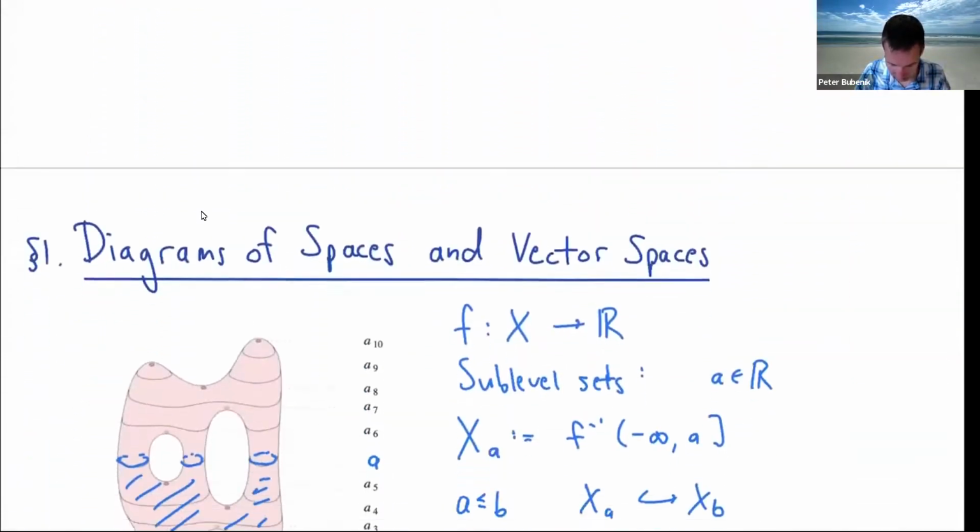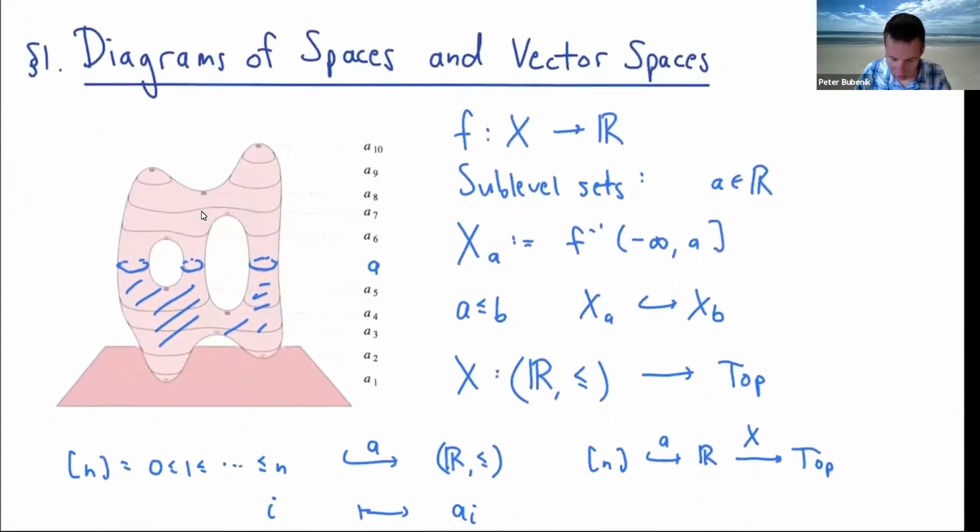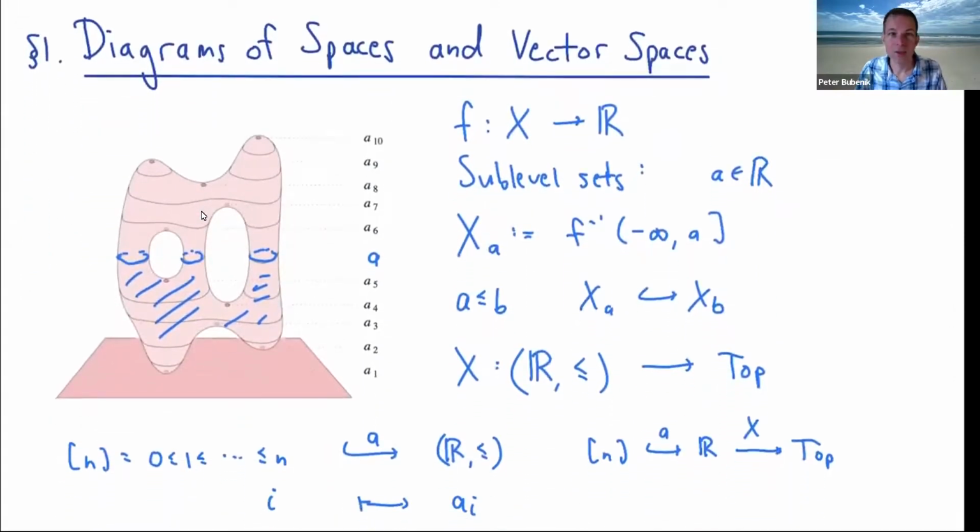All right, so let's return to where we started, which is Morse theory. We have a Morse function on a smooth manifold, and we're looking at sublevel sets of that Morse function, and we can encode all of that information in a functor.